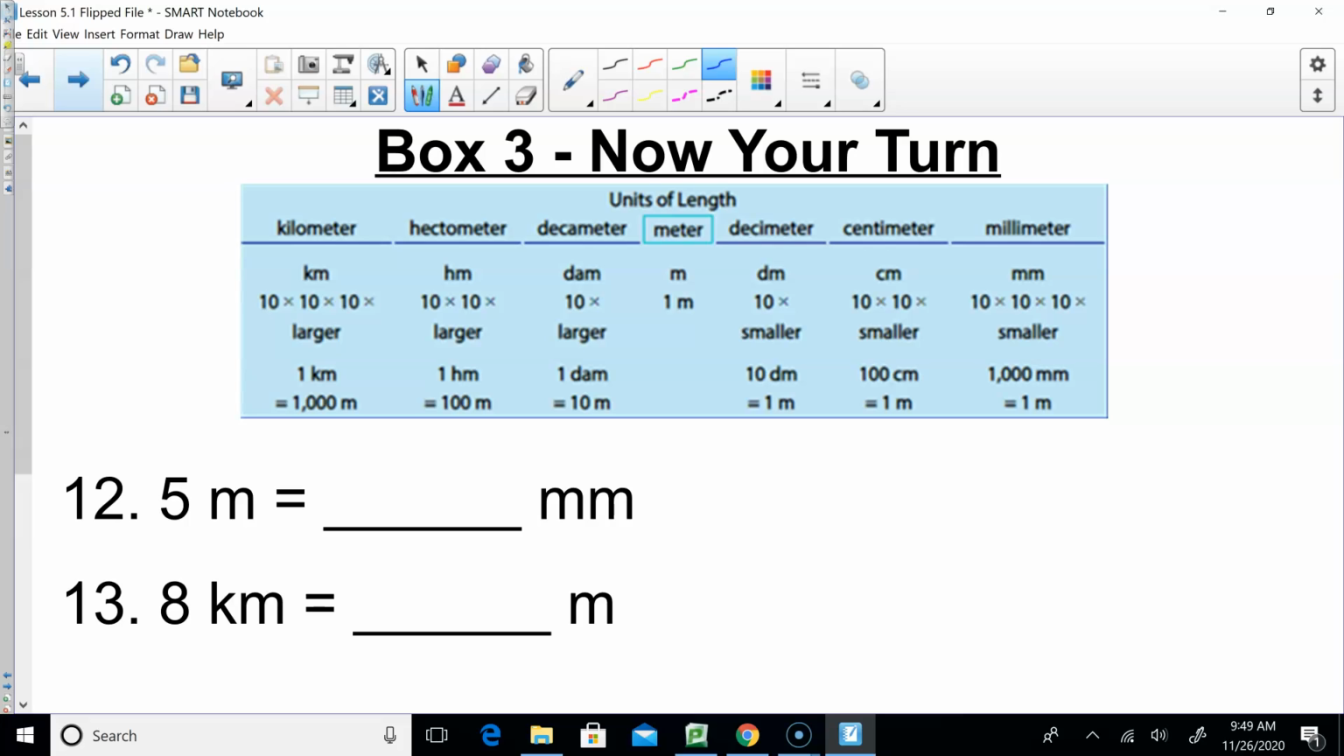And last but not least, now we're going to take 5 meters and tell me how many millimeters is that? And also 8 kilometers and how many meters is that? So I want to see you starting to find those relationships that can help you understand how you can go from one unit to another unit of measurement.